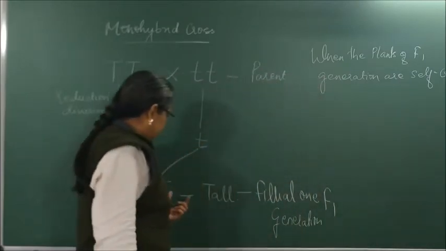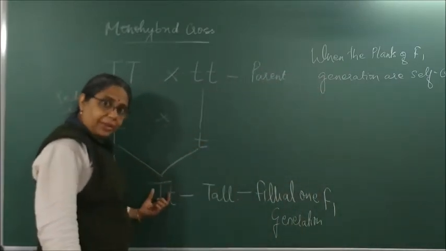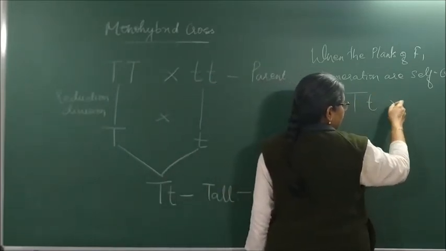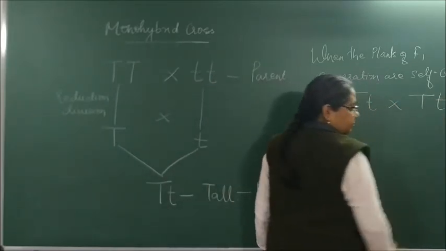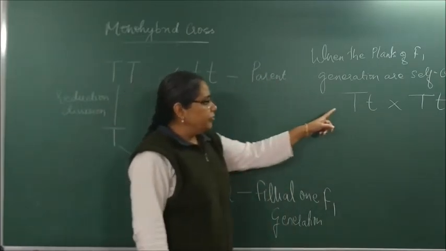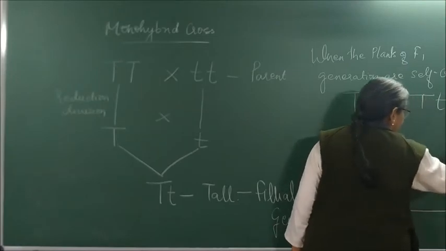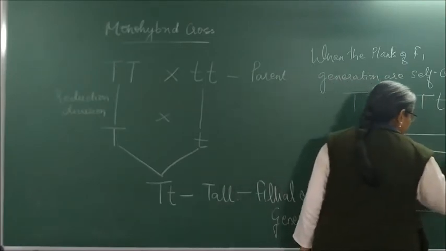A self-crossed plant will reproduce with the same kind of plant. So when I cross Tt into Tt, this can give me 2 types of gametes. So we use a Punnett square to tell what will be the next generation.